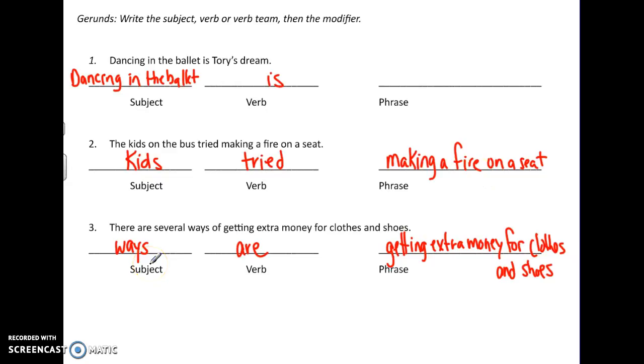Next one, ways is the subject. Are is the verb. Getting extra money for clothes and shoes is a noun. It's the idea of getting extra money for clothes and shoes that is what the sentence is about.